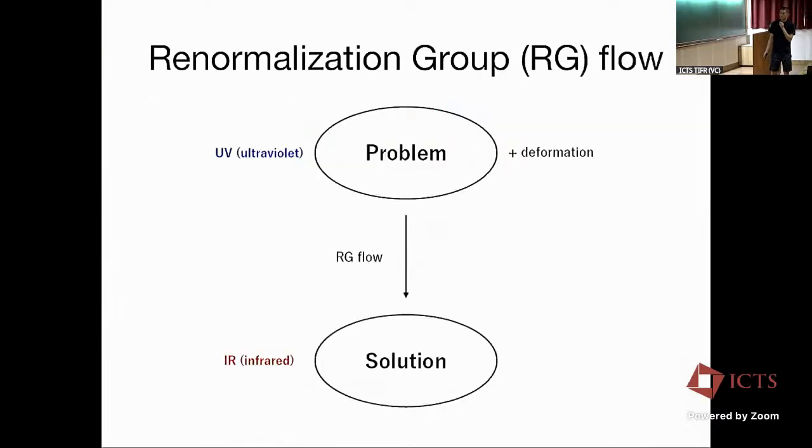And in quantum field theory, the problems are typically given in terms of renormalization group flows. What I mean is that the problem is a theory defined at short distances, and solutions are their behavior at long distances. And keeping track of this scale dependence is called renormalization group flow, or RG flow.